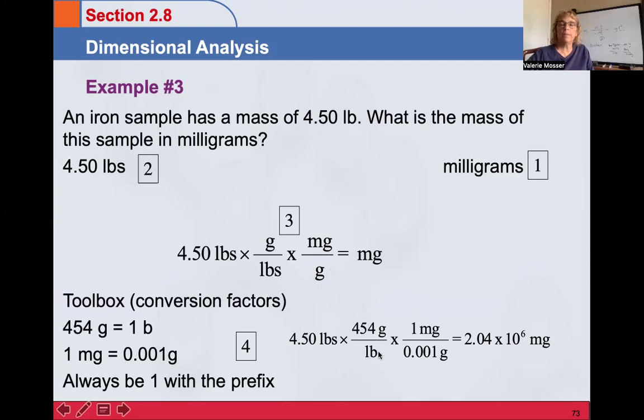So finally, in step 4, we can fill in our number of grams in a pound and 0.001 grams in a milligram. The math would be 4.5 times 454 equals divided by 0.001 is 2.4 times 10 to the 6th milligrams.